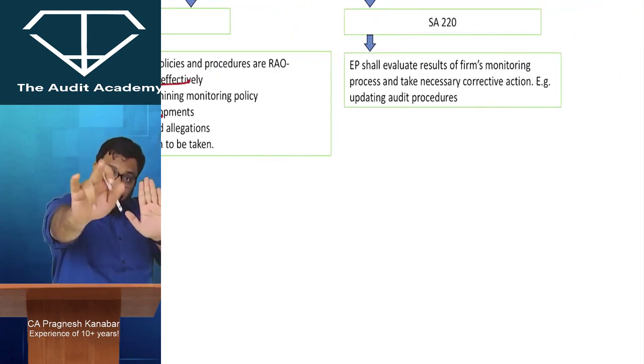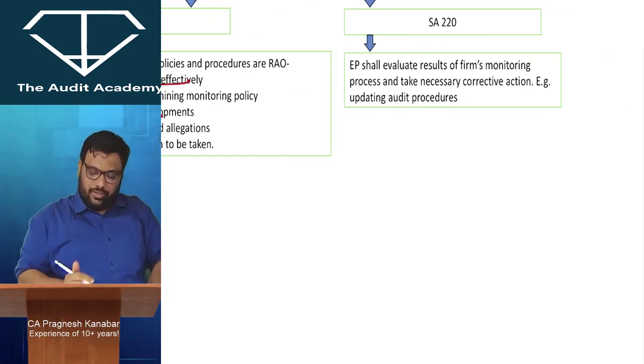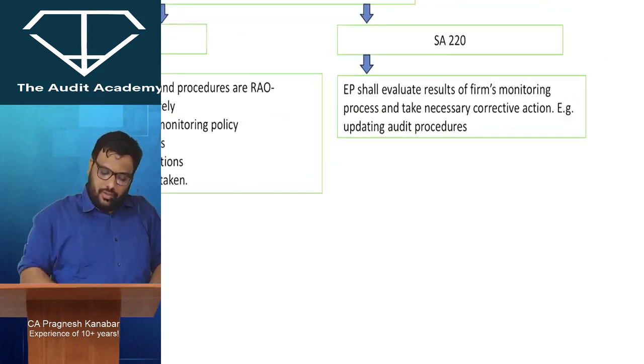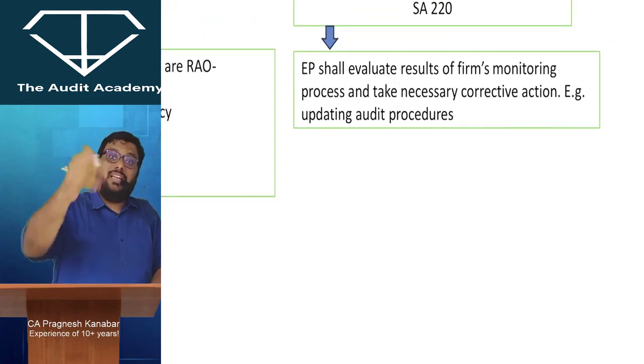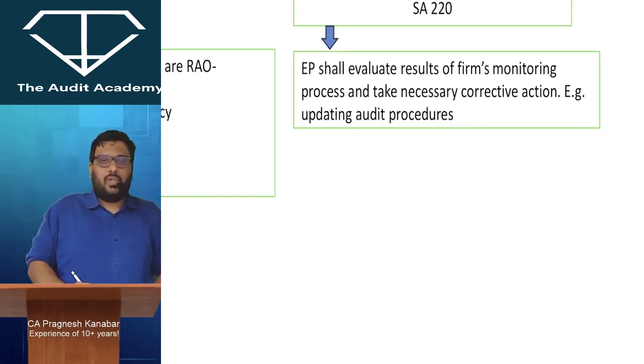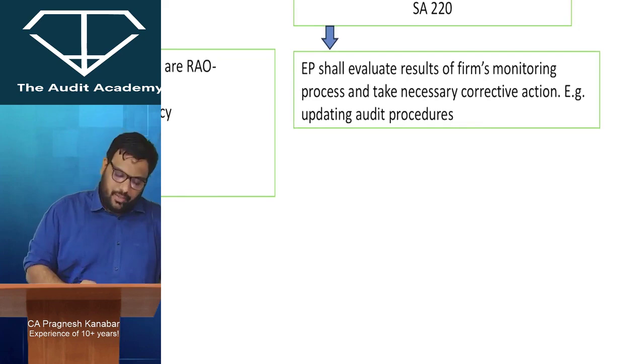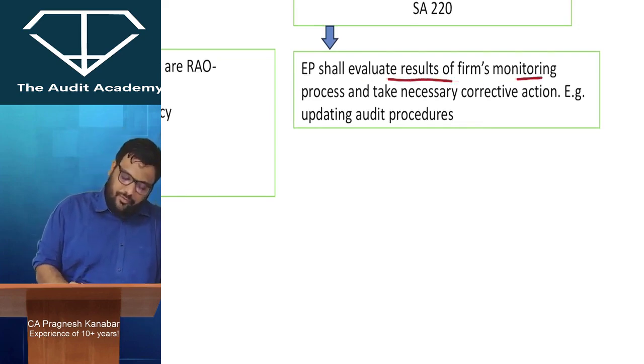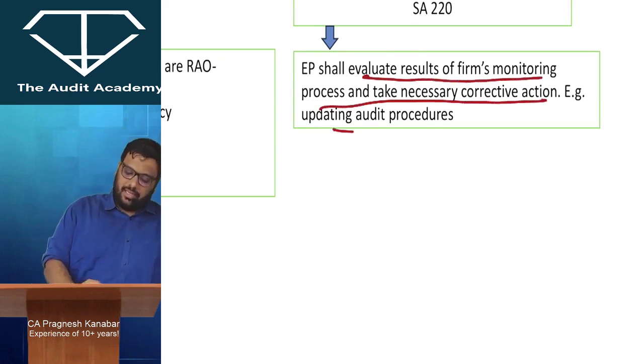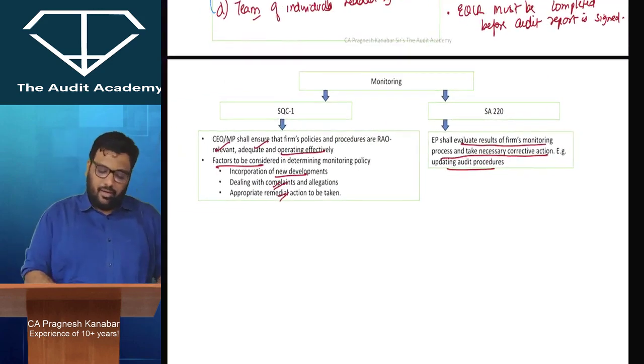You as an engagement partner should go through those results. In those results, you should check whether there is any negative comment on your team. In those results, you should check whether there is any new procedure to be adopted. So the engagement partner shall evaluate the results of the firm's monitoring process and take necessary corrective action, for example, updating audit procedures.